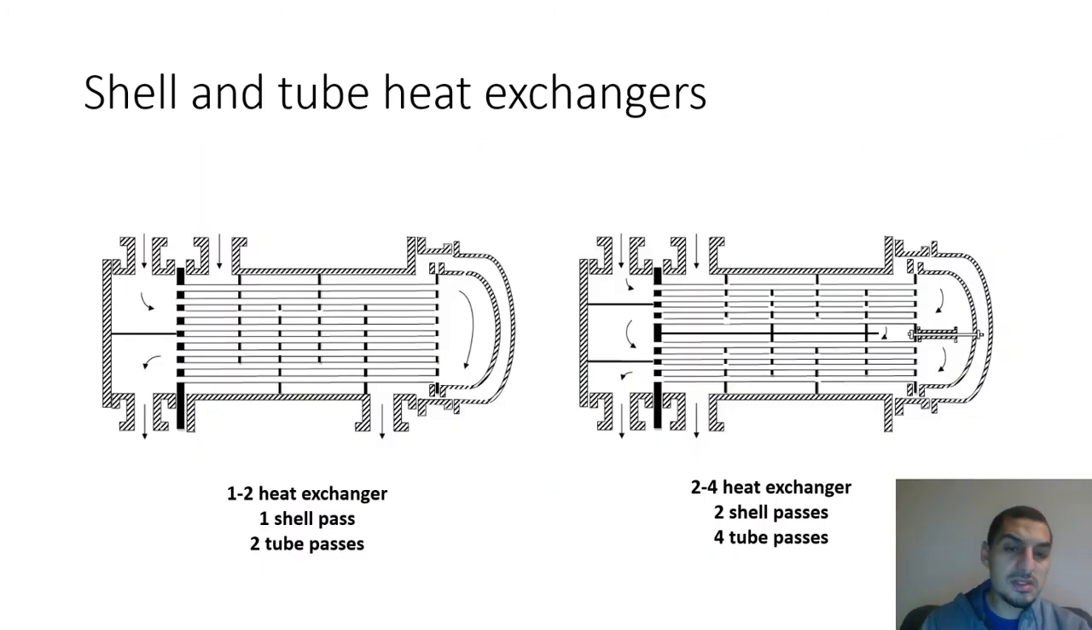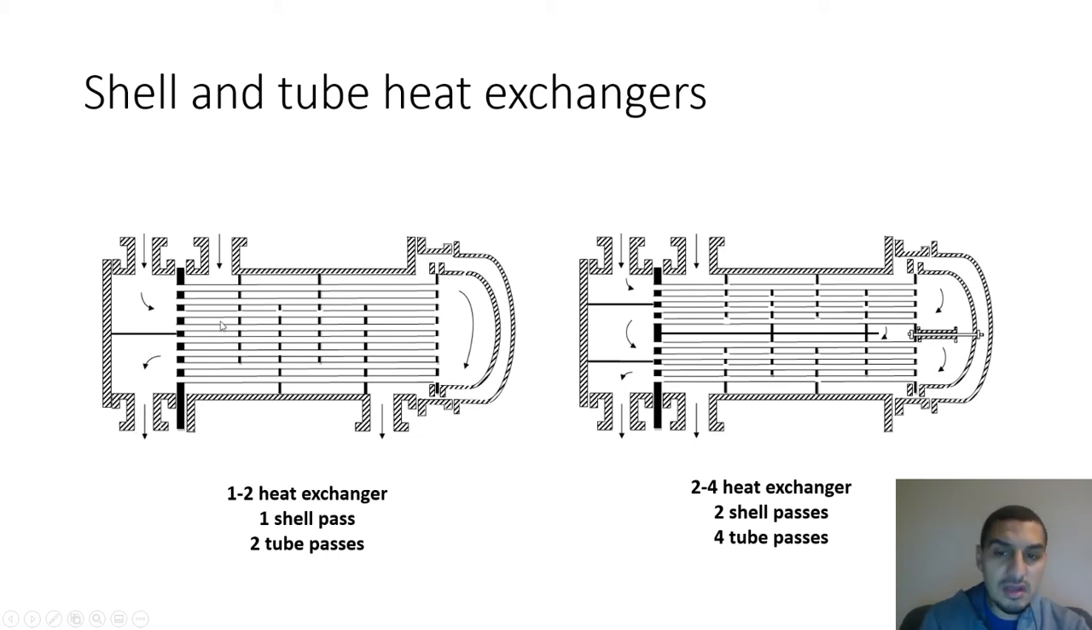The shell and tube heat exchanger is usually defined using two numbers, which are the number of shell passes and the number of tube passes. By passes we mean how many times the flow is flowing in the shell or in the tube in a specific direction. In this case, we see that the flow in the tube is going to go like this, and then change direction, go back here, and then come out. This is one pass and then two passes, so it is two tube passes.